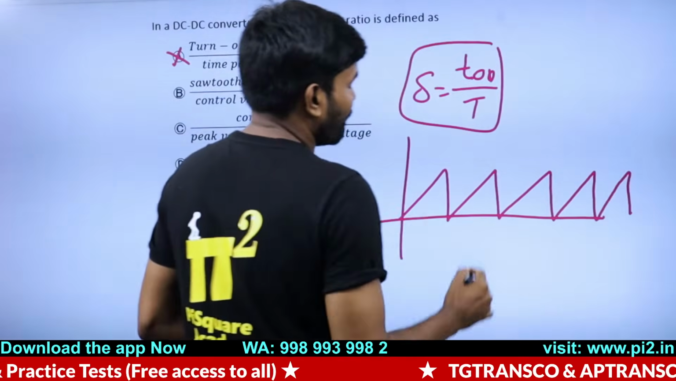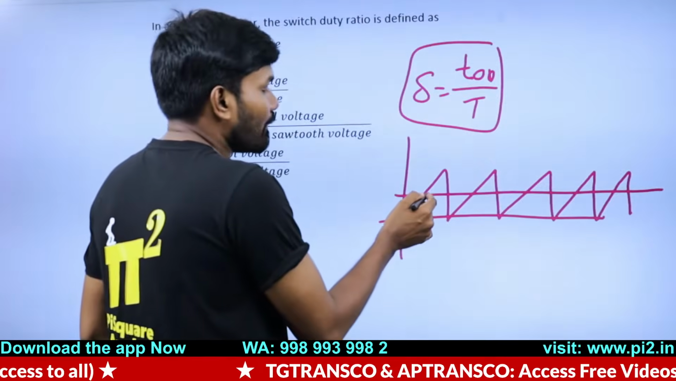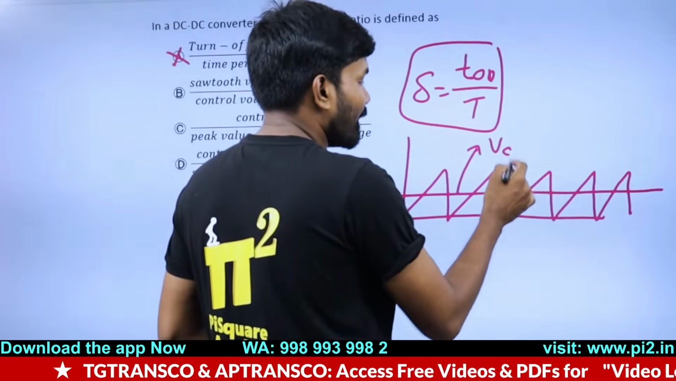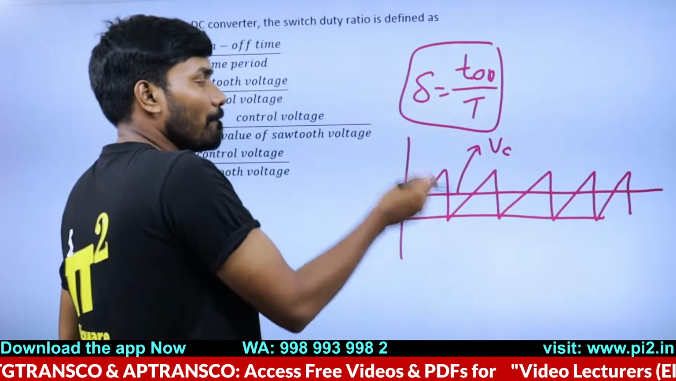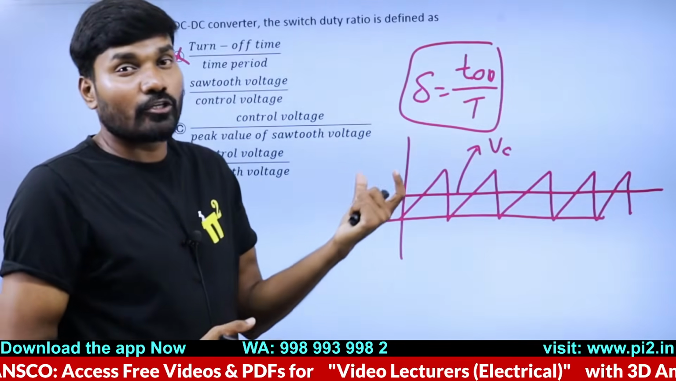Now control voltage, if I take it as some DC voltage, and I keep changing this voltage up and down, this is called a control voltage. By then I'm generating pulses, by which I'm controlling the duty ratio.